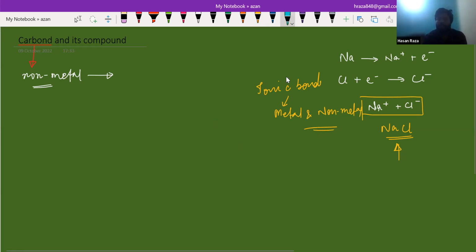There are two types of bond. We have to study it in higher classes: ionic bond and covalent bond. So basically right now I'm going to tell you carbon makes covalent bond, and why does it make covalent bond? We will see about it later. First of all, can you tell me the atomic number of carbon? Atomic number of carbon, 6.